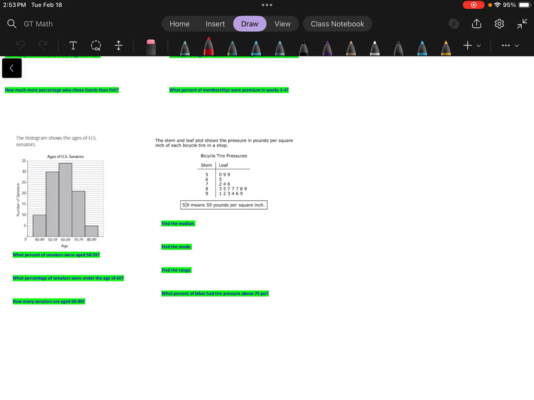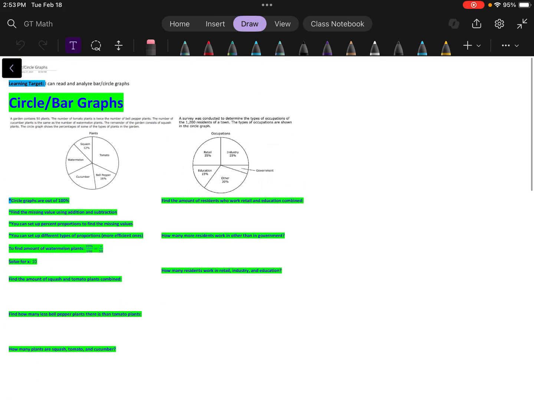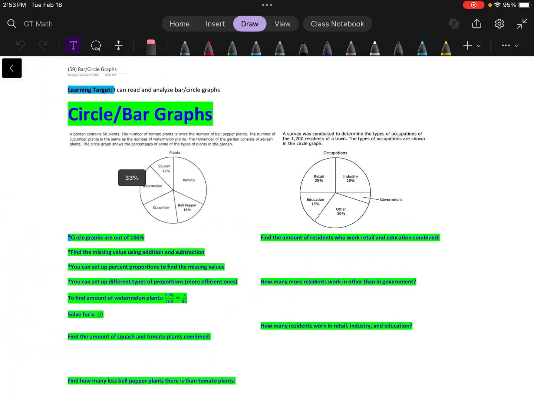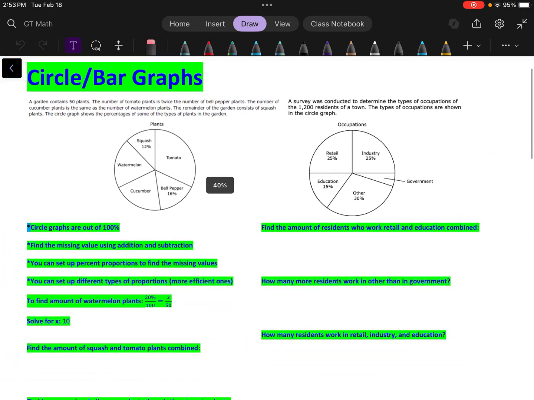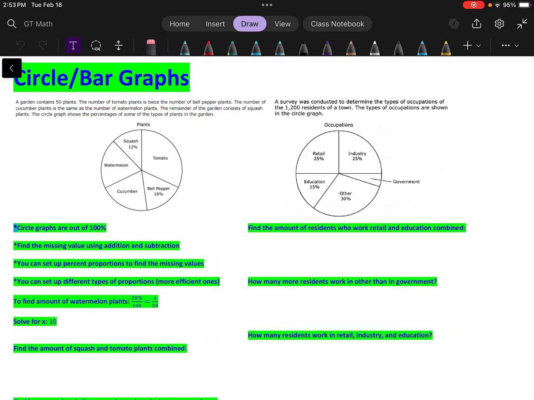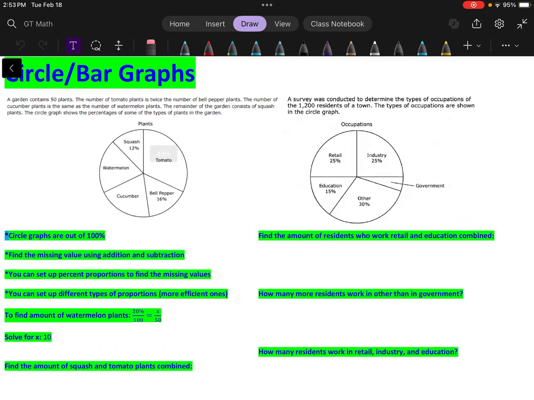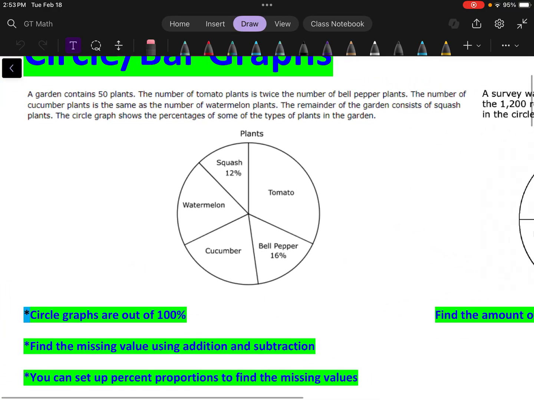All right, so today we're going to take a look at circle bar graphs. Now the good news is you kind of already have seen a lot of this stuff, and a lot of it's going to be a reminder, right? How to set up proportions, but you can obviously take data away from all kinds of different bar graphs, okay? So first thing we're going to do is just look at a couple examples, okay?